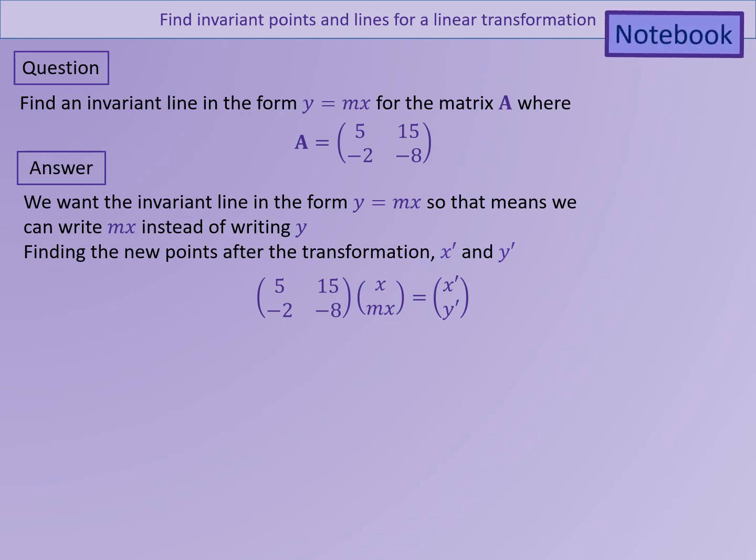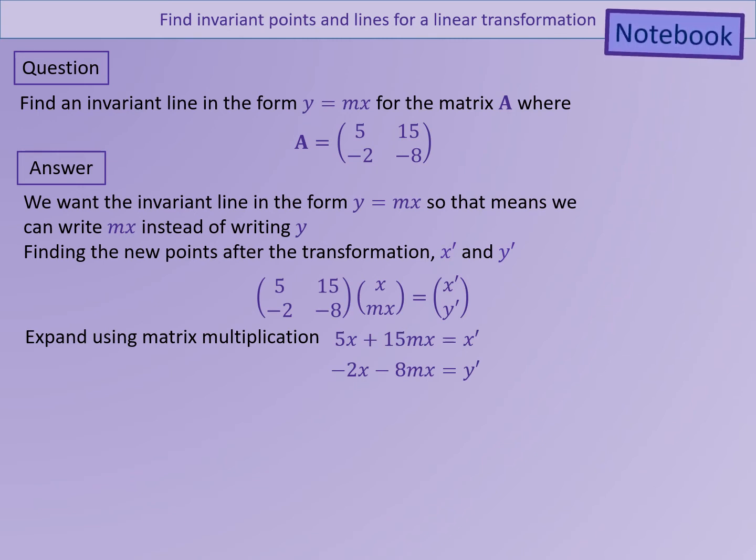Now, expanding that out is going to give us 5 times x and 15 times mx on the top. That's going to equal x dash. And it's going to give us -2 times x and -8 times mx, and that's going to equal y dash on the bottom. Expanding using matrix multiplication, that's the top row, that's the bottom row. Now we are looking for invariant lines. We are looking for points that started off on the line y equals mx and that are still on the line y equals mx after the transformation. So the new coordinates, x dash and y dash, also have to satisfy the same equation. That tells us that y dash has to equal m x dash.